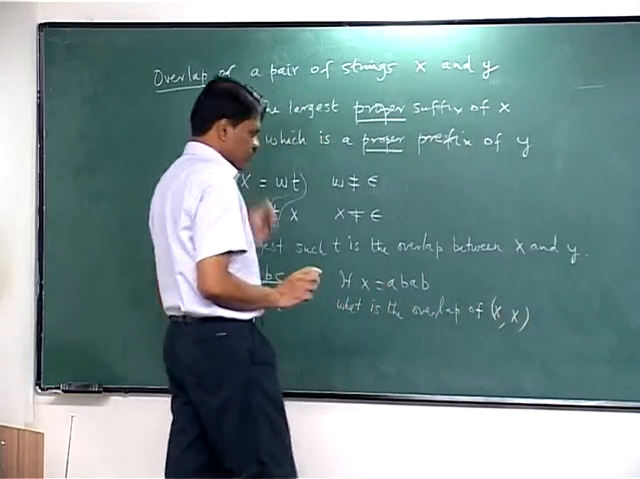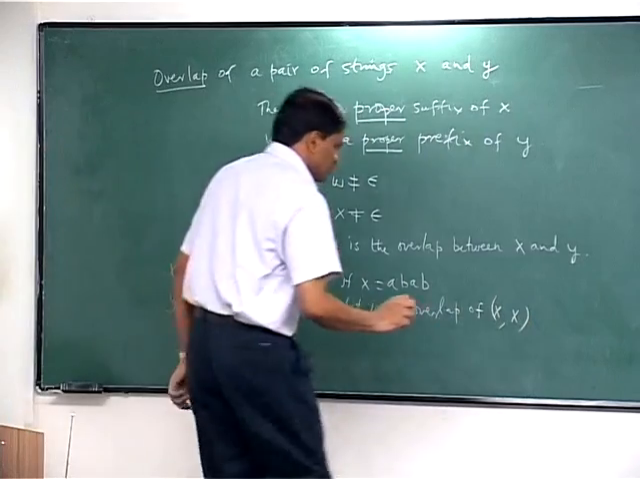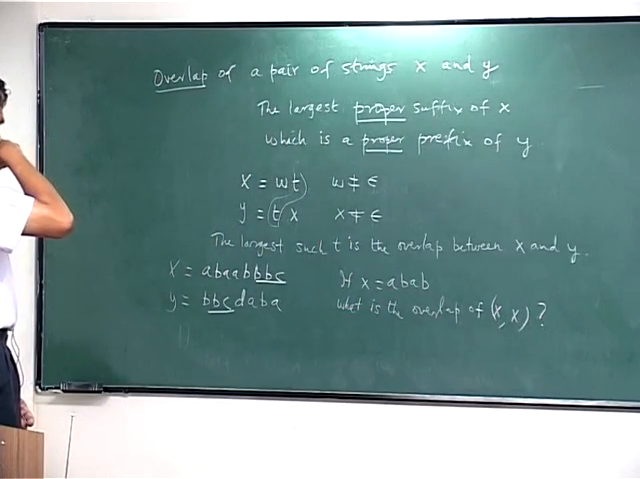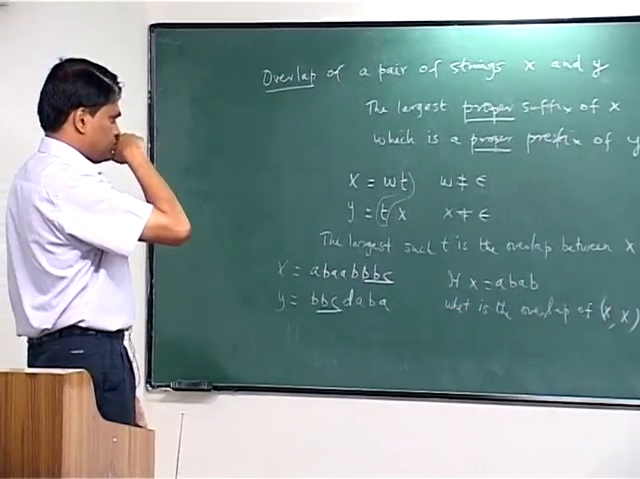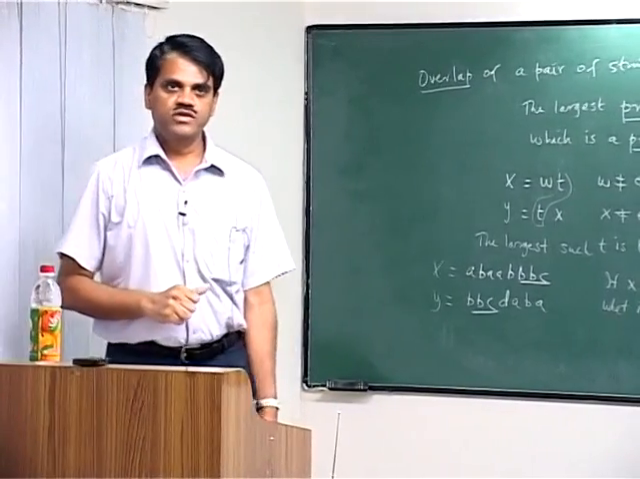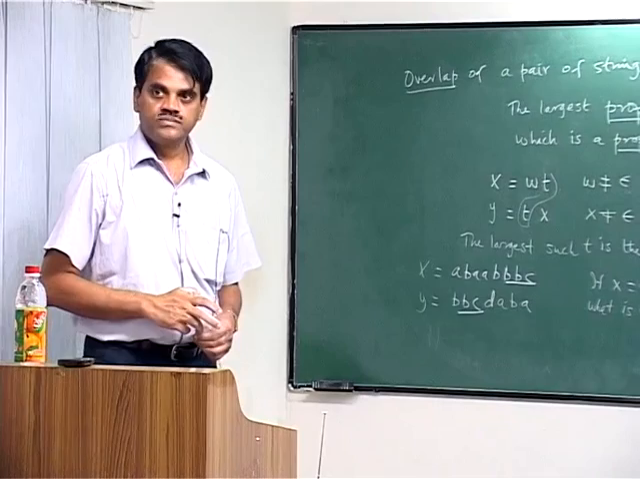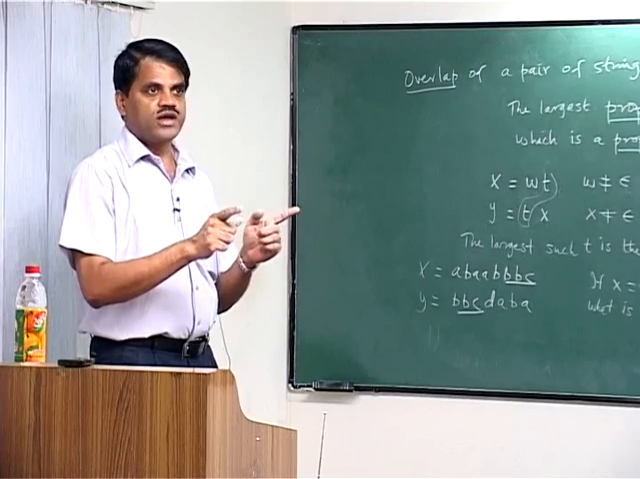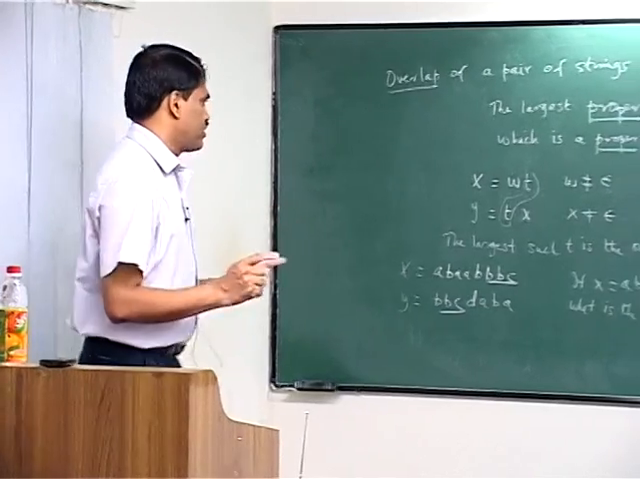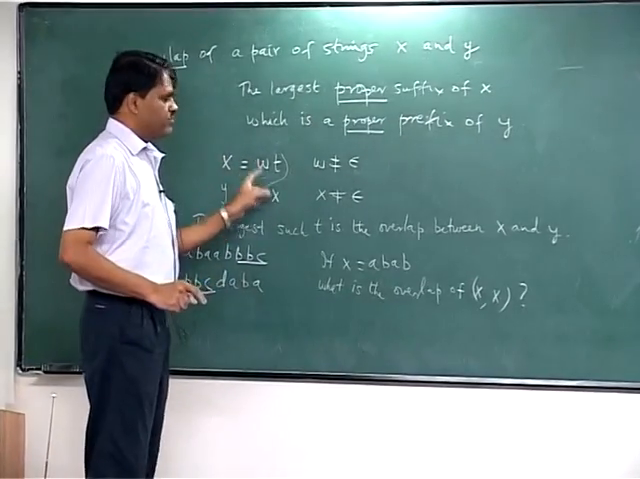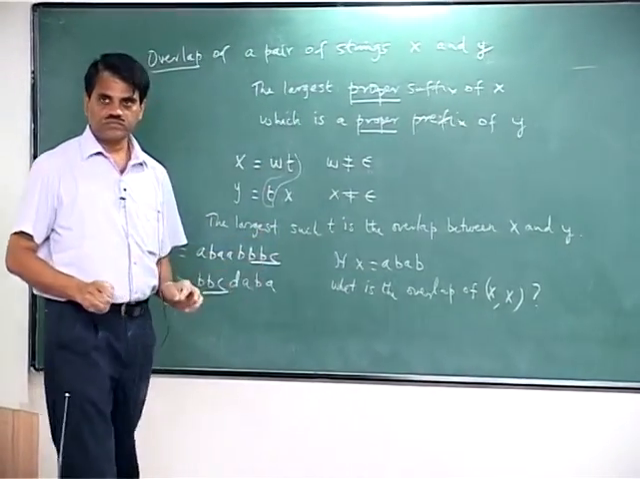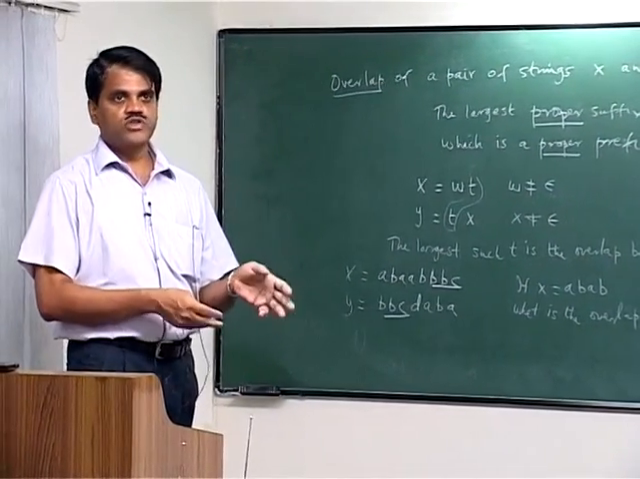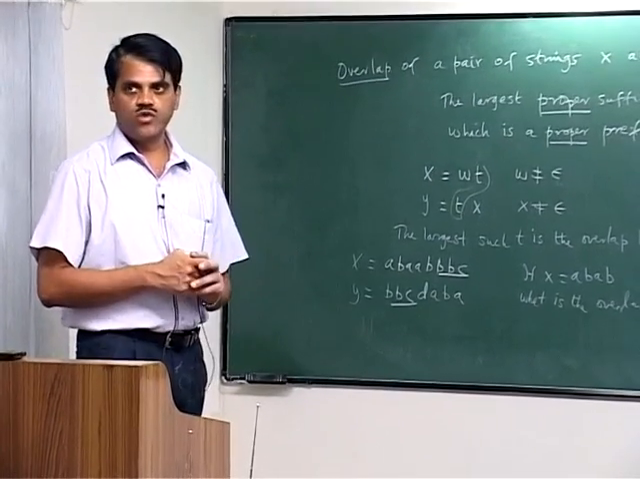The order matters here. What's the overlap of x with itself? AB, right? You are tempted to say this whole thing is an overlap, but I wanted this w and x to be not epsilon. So, AB is the overlap of A with itself. So, the largest proper suffix which is also a proper prefix, that is the overlap.